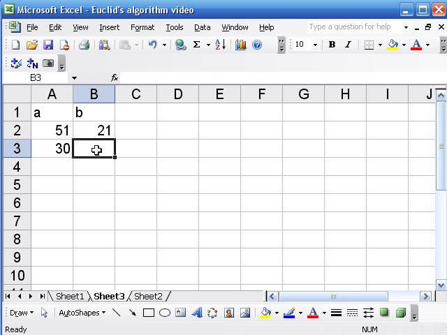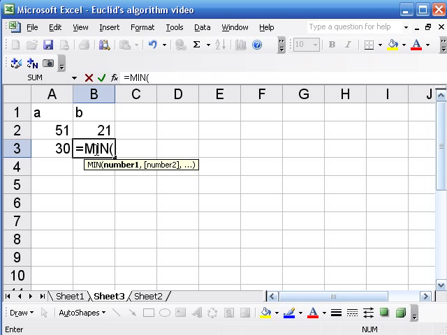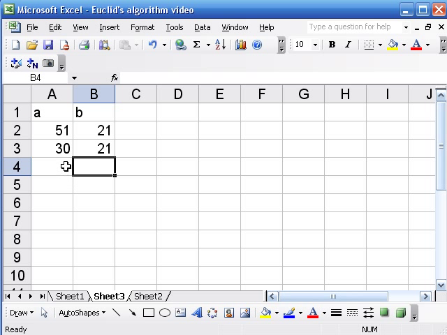So what we're going to do now in cell B3 is just take the smaller of the two numbers we started with. So I'm going to use the minimum function, the minimum of A2 and B2. The idea is that any number that divides 51 and 21 divides their difference, which is 30. And then any number that divides 51 and 21 and 30 divides their difference, etc., etc. So I can drag these formulas down.